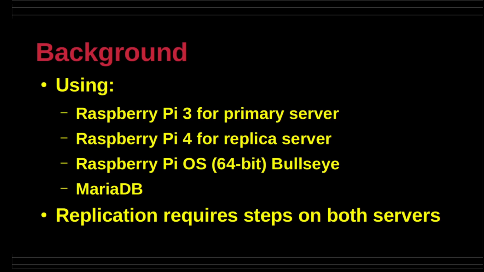Both servers run under 64-bit Bullseye, the current Raspberry Pi operating system. Also, naturally, MariaDB is installed in both computers. Both primary and replica will require some configuration for the replication process.